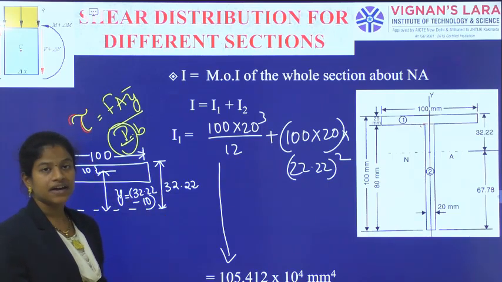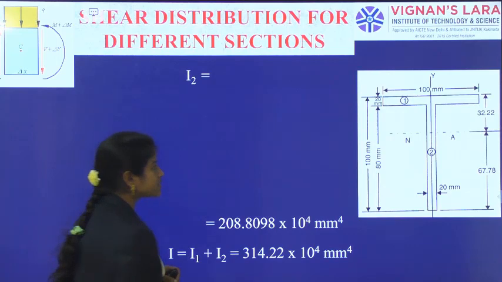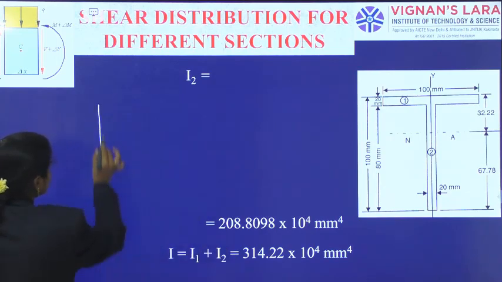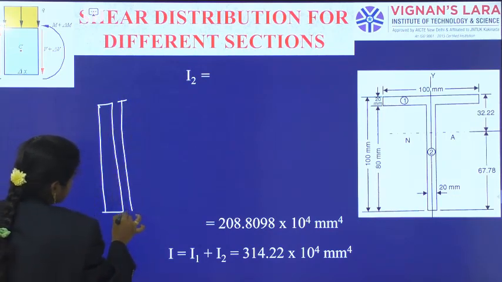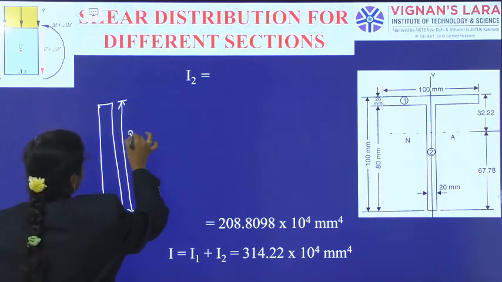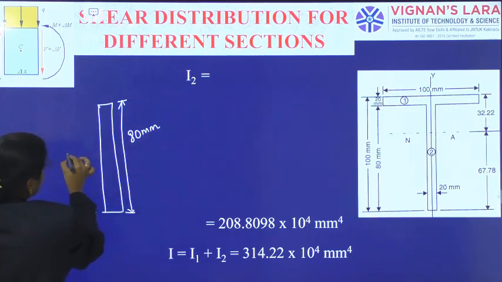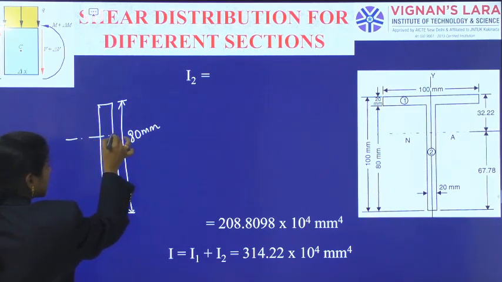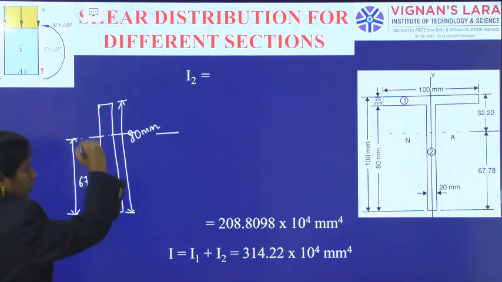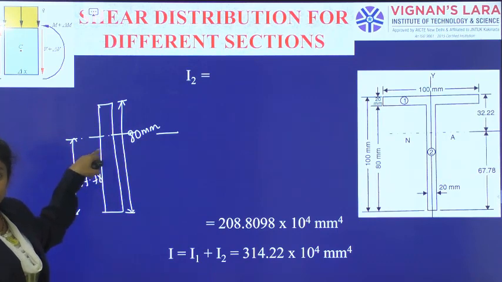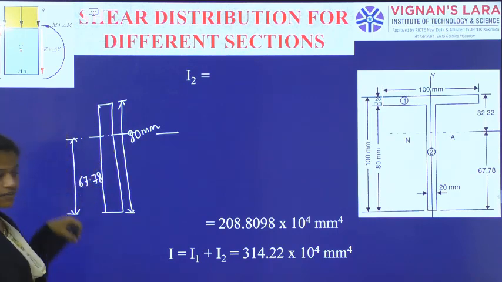Now I am going for the web portion. So what about this web portion? Again, draw the condition. I have the web like this, with the height as 80 mm. Now the neutral axis is at some level which is not at half the distance. See here, that is at 67.78 mm. We have to remember that this is somewhat lower than the half, because half means the 40 level, right? So this is 67.78.